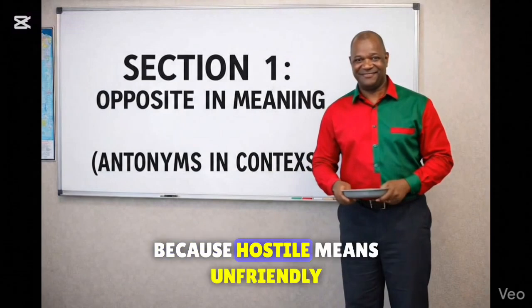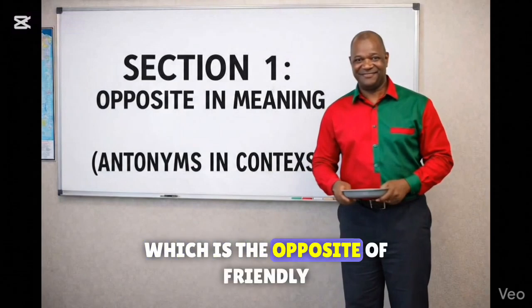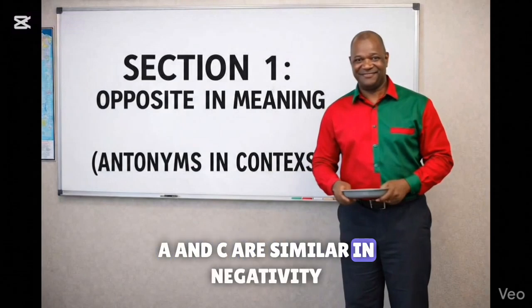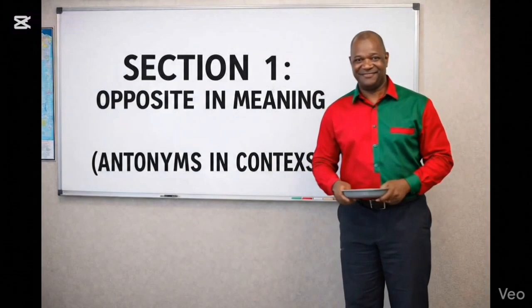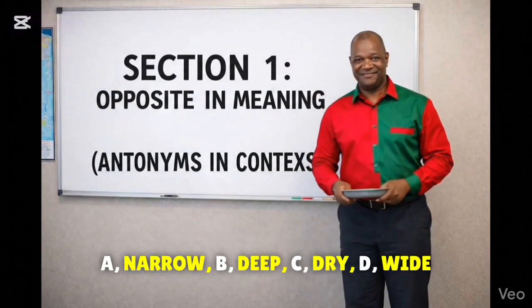Why? Because hostile means unfriendly, which is the opposite of friendly. A and C are similar in negativity, but they are incorrect. D is unrelated. Question 2. The river is very shallow here, but becomes dash further ahead. A, narrow, B, deep, C, dry, D, wide.